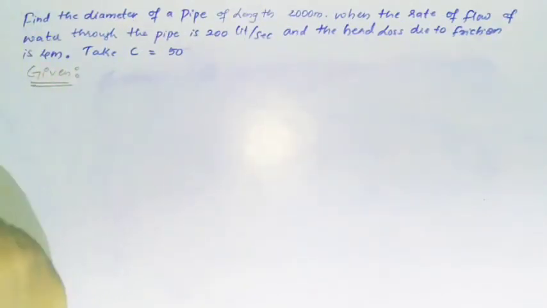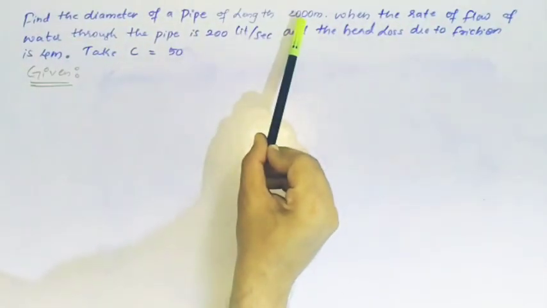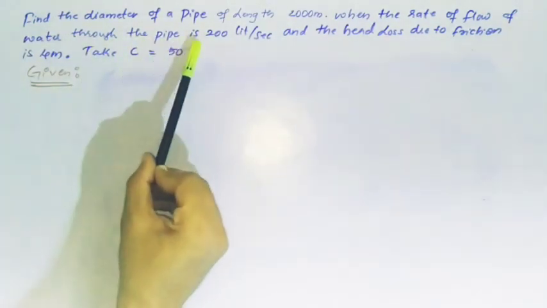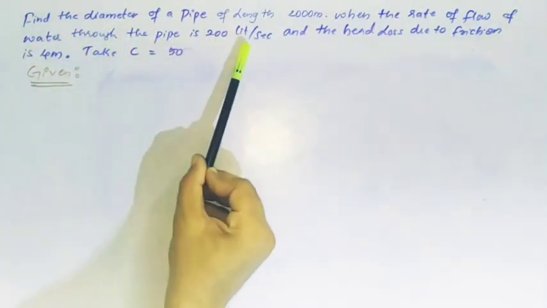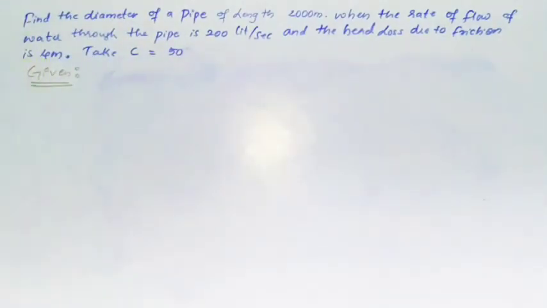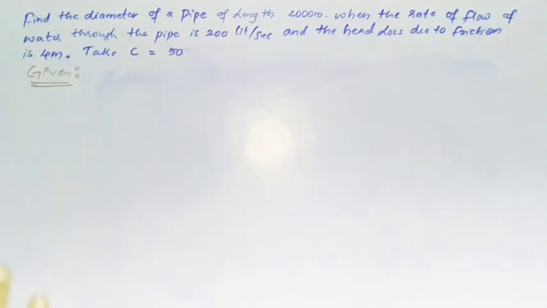The next numerical is: find the diameter of a pipe of length 2000 meter when the rate of flow of water through the pipe is 200 liter per second and the head loss due to friction is 4 meter. Take C equal to 50. Since the C value, that is the Chezy constant, is given, this numerical needs to be solved using the Chezy equation.